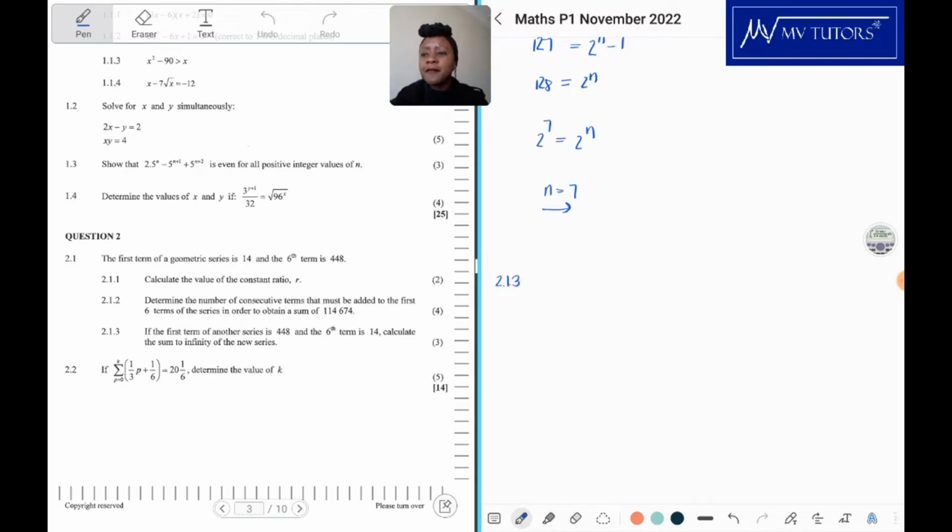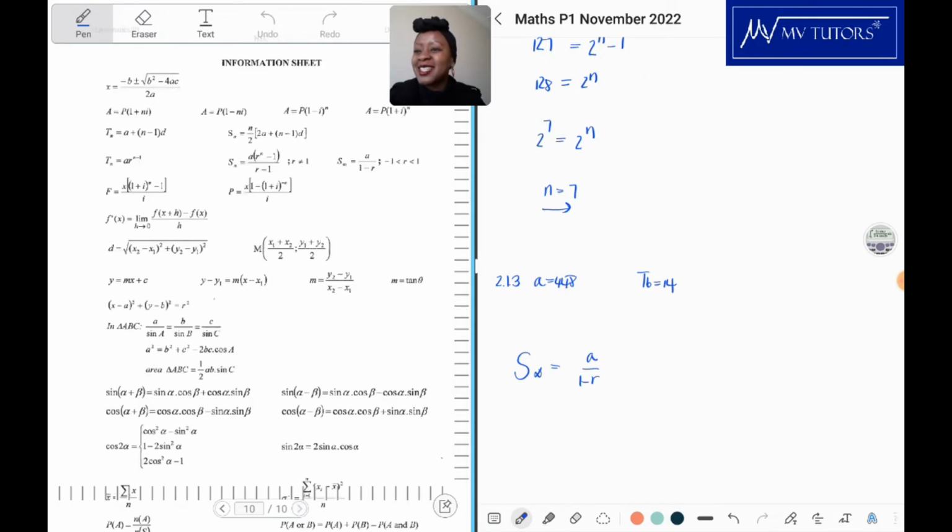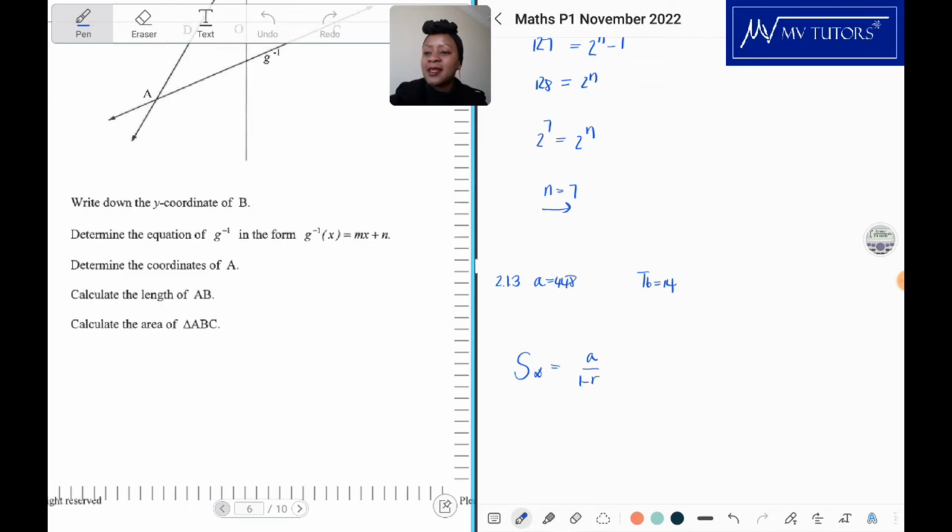Okay, now 2.1.3, if the first term of another series is 448 and the sixth term is 14, okay, so now things are twisted. Calculate the sum to infinity of the new series. So what is the formula? Sum to infinity is a over 1 minus r. I am doing this from memory. I hope I'm writing the correct things. Let's just check in the formula sheet. So yes, it's a over 1 minus r. Okay, just checking. Just had to make sure.